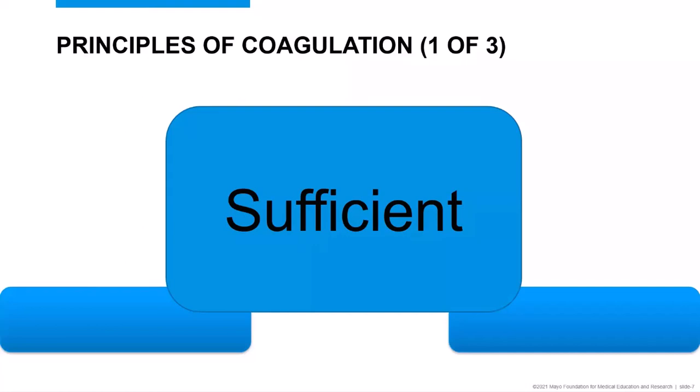sufficient so that we actually cover the tissue defect, cover the hole. If we have a coagulation system that only partially covers the hole, well, that doesn't exactly cut it, does it? So that's the first principle, that it has to be sufficient.